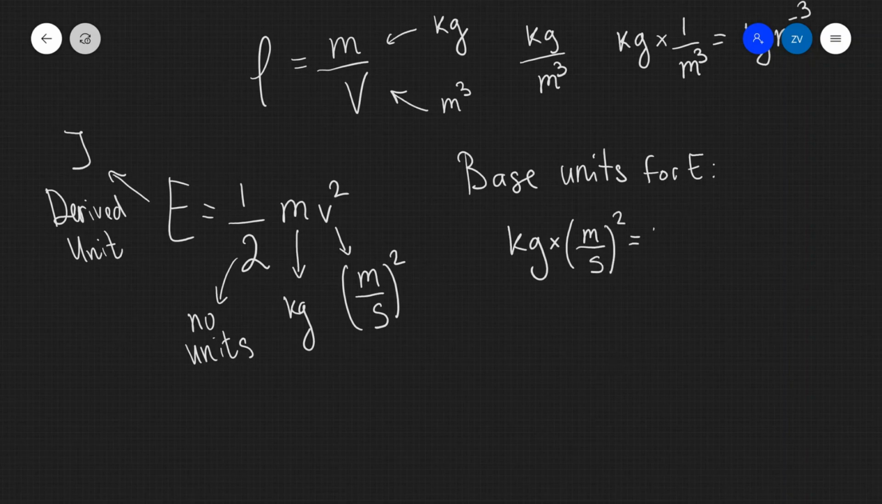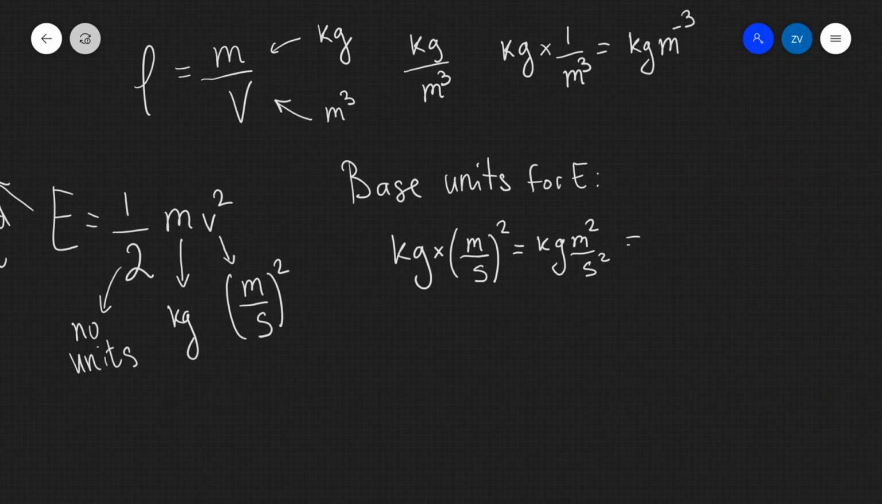Now this is going to equal kg m to the power of 2 divided by s to the power of 2. And what we can do then is just simply rewrite this as kilograms meters squared s to the power of minus 2. Remember, every time we're dividing by something to the power of 2, we simply invert that power if we wanted to bring this part of the fraction into the numerator up here.